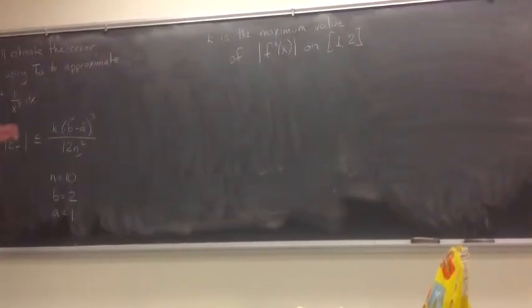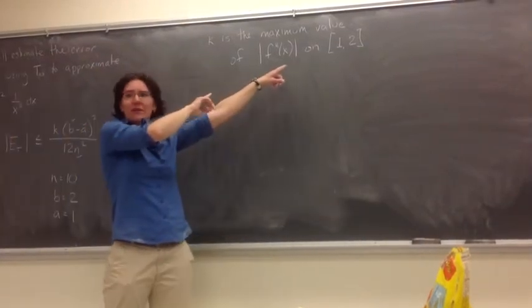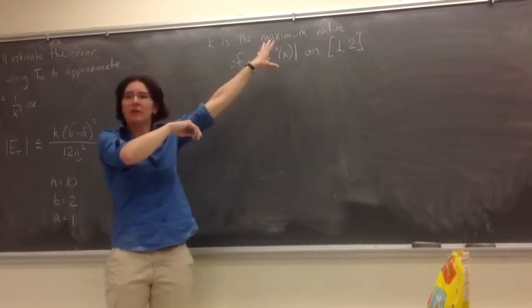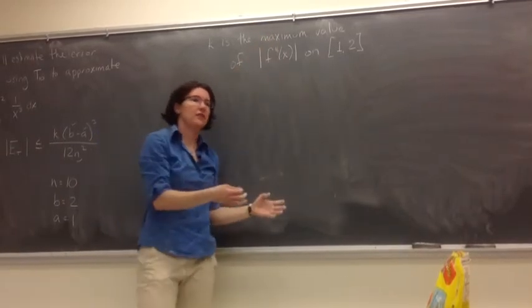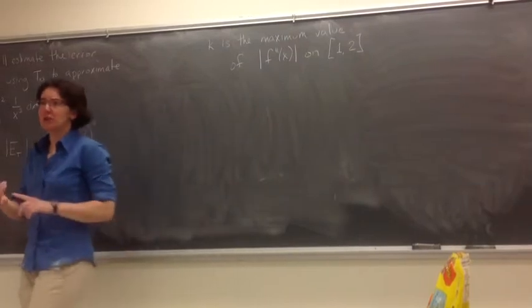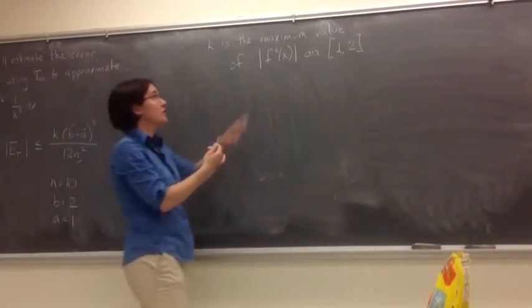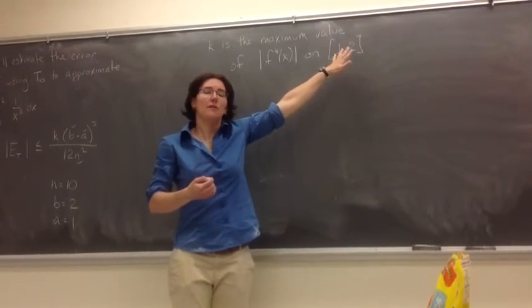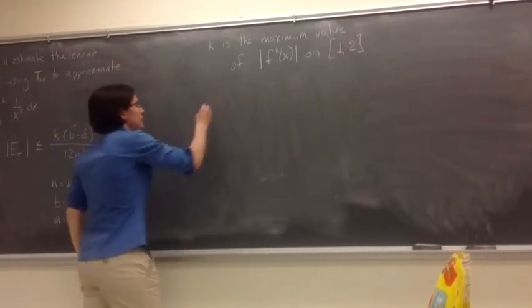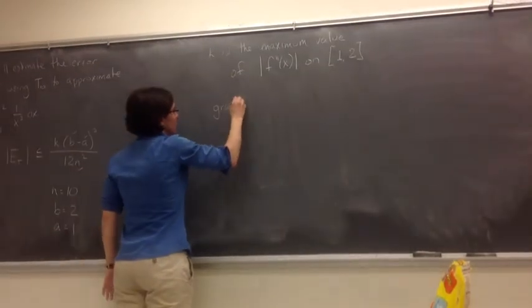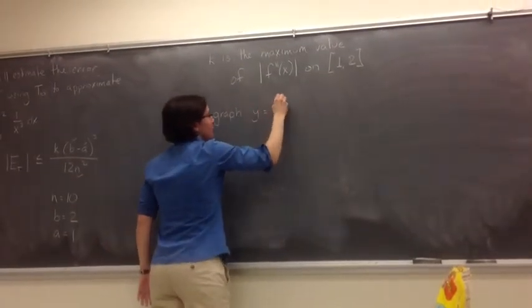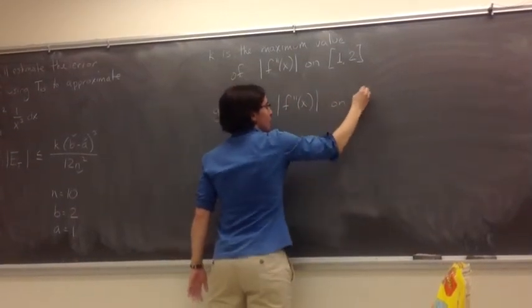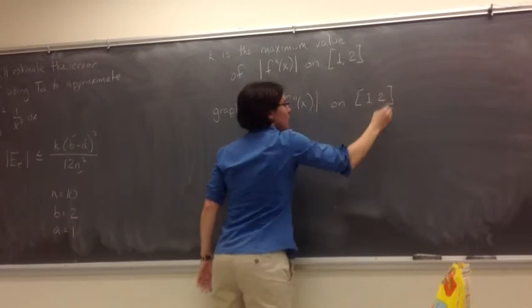And Matt was totally right. This is an example of one of those absolute max-min problems from Calc 1, where you take the derivative of the function, set it equal to 0, solve for all your critical numbers, and check the height of the function both at the critical numbers and at the endpoints. But we're going to simplify that a little bit. Instead, we're going to graph y equals the absolute value of f double prime of x on the interval from 1 to 2.